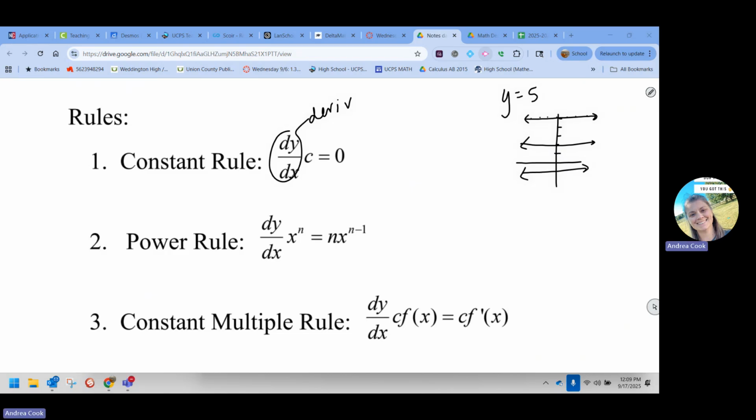Second rule is the rule that we just went through and looked at. If you have x to a power, this power, you bring in front to make the coefficient, and then you subtract 1 from the power. And that's the one that some of you had hinted at possibly knowing, called the power rule. Bring the power in front, subtract 1 from the power.